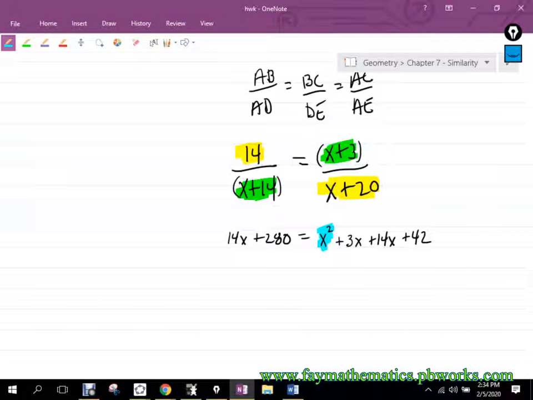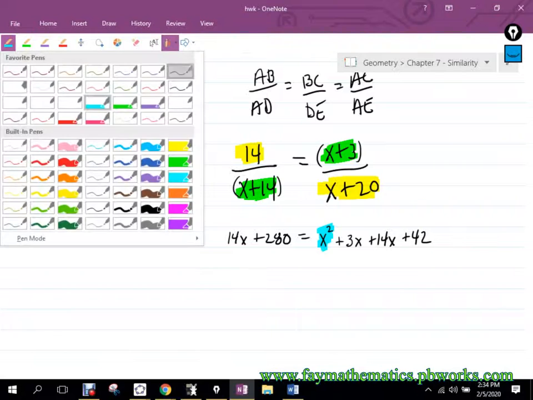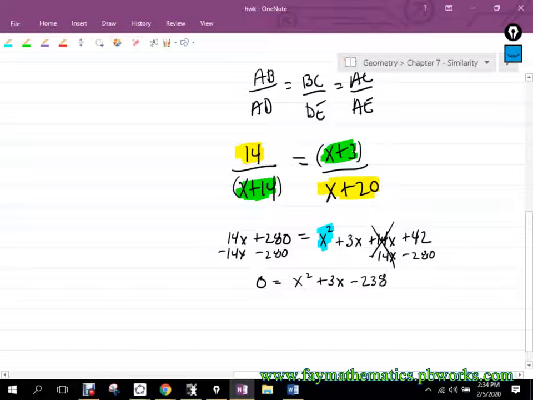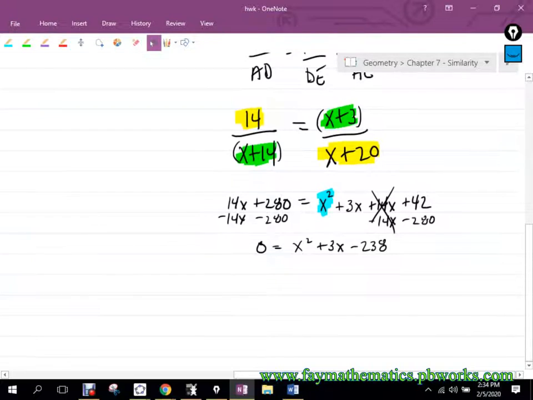So if I want to factor things, what do I got to get everything equal to? 0. So I subtract 14x from both sides, and I'll subtract 280 from both sides. So it's going to be 0 on the left, an x squared, those went away, so it gives me a plus 3x, and this ends up being negative 238.